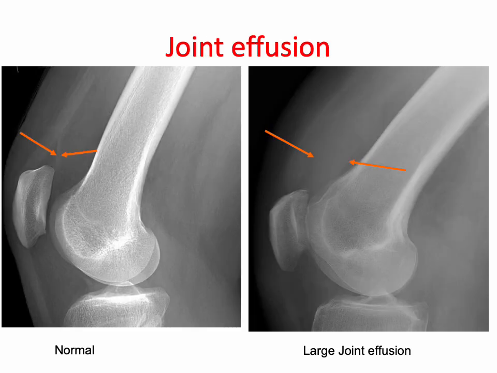A joint effusion is usually seen on radiographs in the suprapatellar pouch, which is contiguous with the joint. Normally, we have a pretty small sliver of density here, which expands with a large joint effusion.